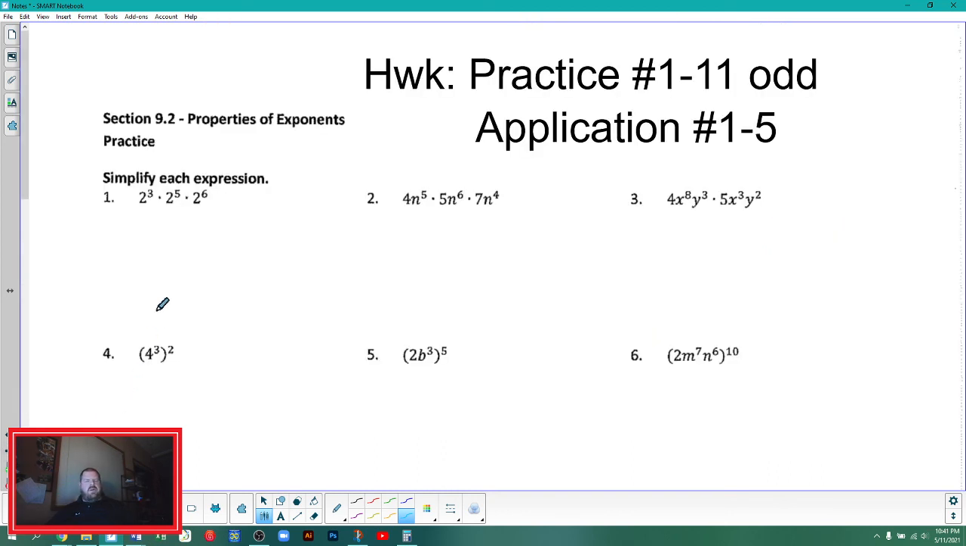Homework-wise, I would suggest you do 1 through 11 odd and application 1 through 5. We will work on most of those tomorrow, but we might not get to all of them.